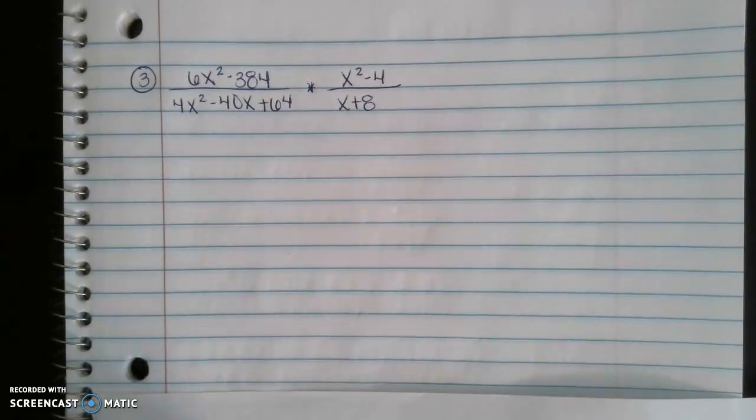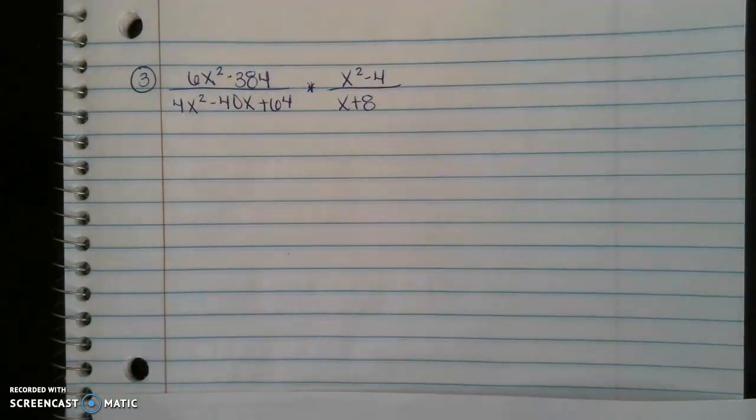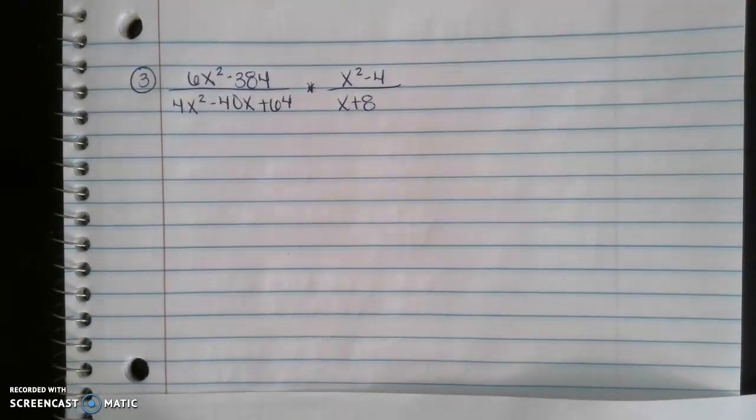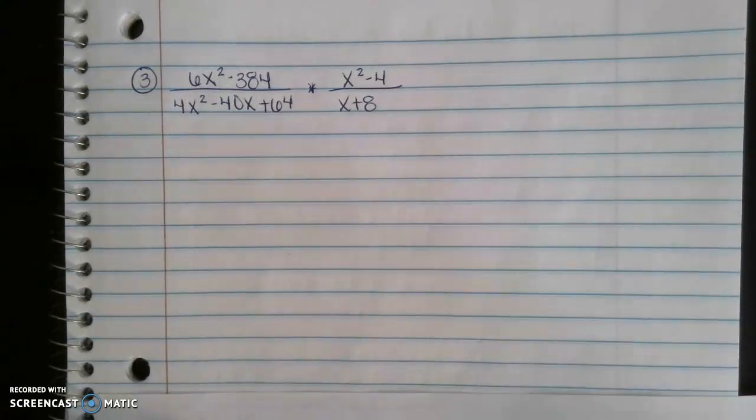All right, guys, we are going to look at one more problem together, and then we are going to go ahead and have you try one on your own. So again, we're going to go ahead and follow the steps that we've been doing this whole time. So my first step here is I want to go through and see if I have any greatest common factors, looking at all of my sections of my rational expressions here.